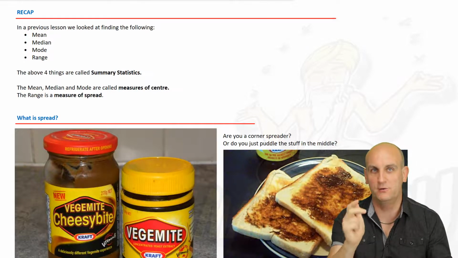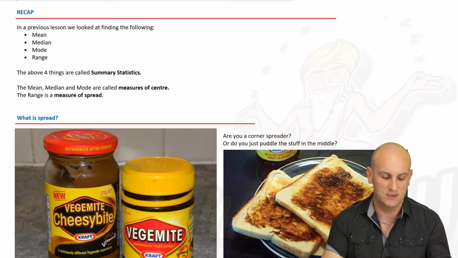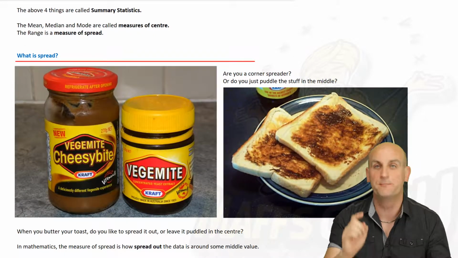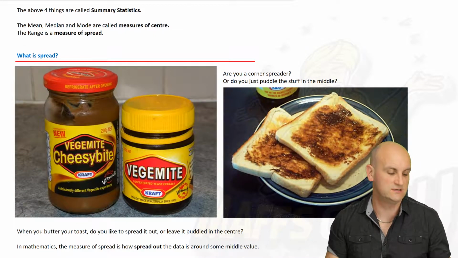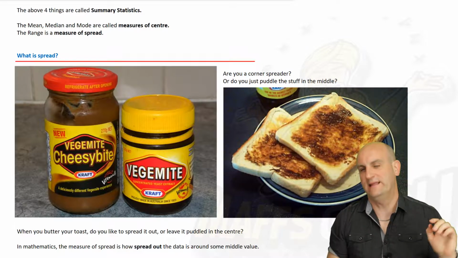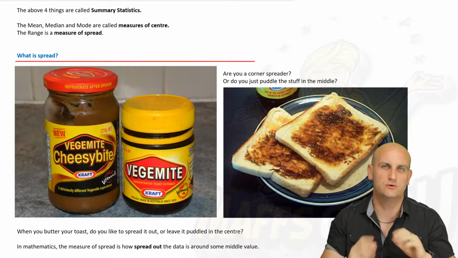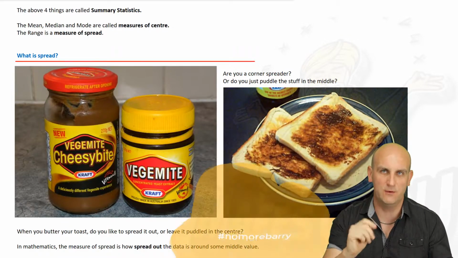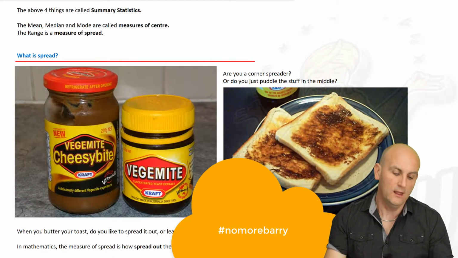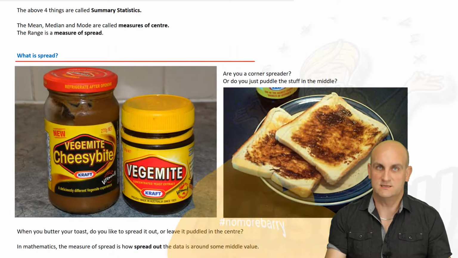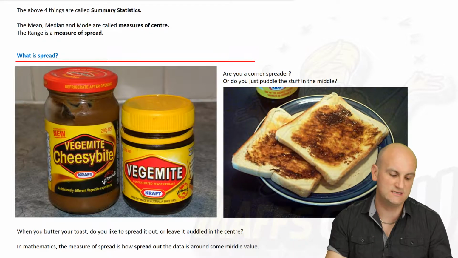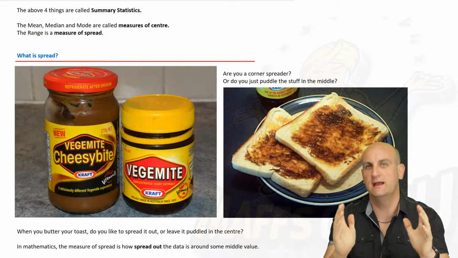Mean, median, mode, and of course, range. Those things are called summary statistics. Now, you may not know that they're called summary statistics, but now you do. Barry, as usual, calls these things all sorts of random names to try and confuse you, so hashtag no more Barry. The one we're dealing with at the moment is not the measures of center. They're one subset of the summary statistics. The range we're looking at is the measure of spread.